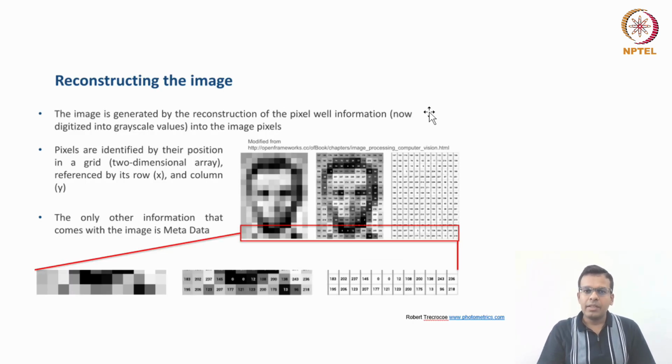Here is another example of how to reconstruct the image. The image is generated by the reconstruction of the pixel information, now digitized into grayscale values in the image pixels. If this is a human face, the computer cannot see that this is a human face. It just knows that this pixel is dark, this pixel is bright, this pixel has an intermediate gray value. It just knows the number for each pixel.